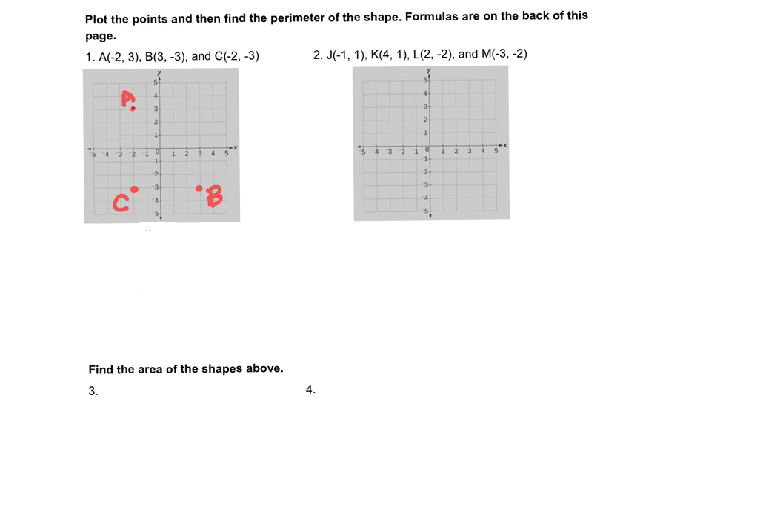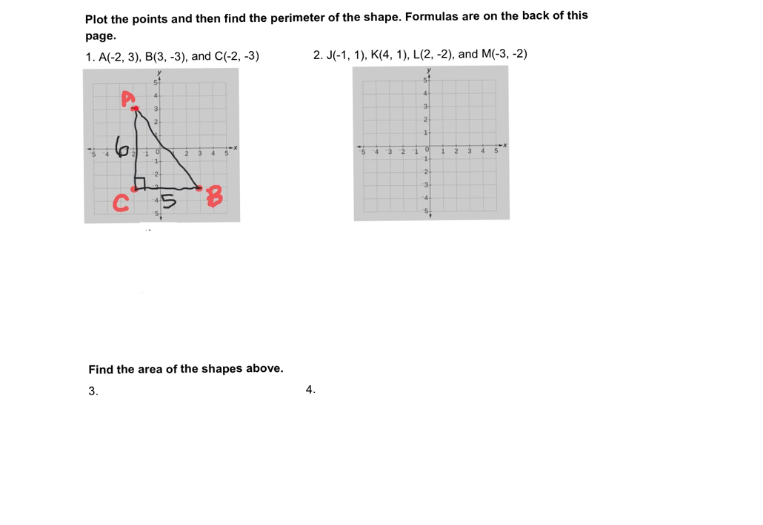And now we're going to connect those points. And we see that we have a right triangle here. So to find the perimeter of that shape, we're going to literally count the lines from point to point. So from A to C, we're going to go 1, 2, 3, 4, 5, 6 units. And now from C to B is 1, 2, 3, 4, 5 units.